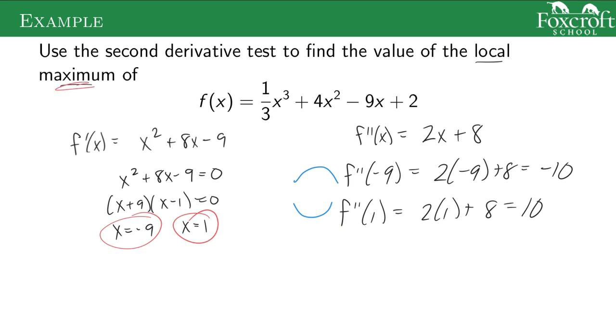Again, where's the maximum going to happen? The maximum is going to happen at the concave down point. So our local max is at x equals negative 9.